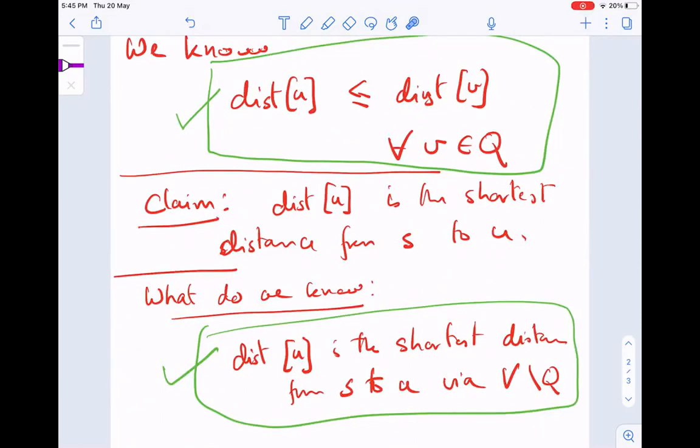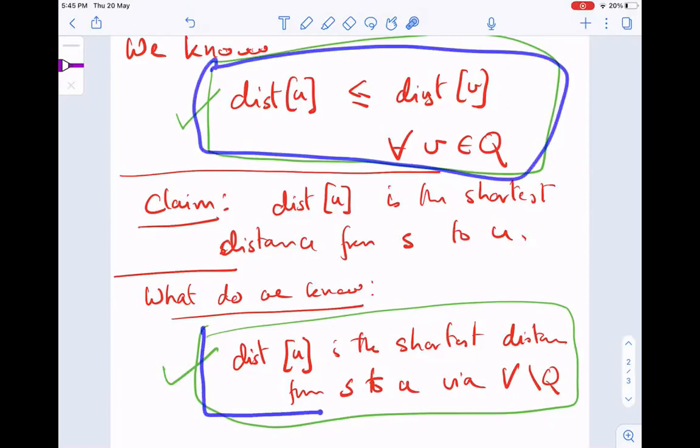Is this clear? Surajit? Surajit? Am I audible? Yes, sir. Okay. So now using these two, I want to prove this claim.